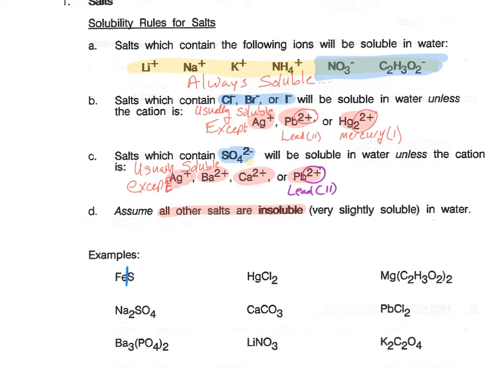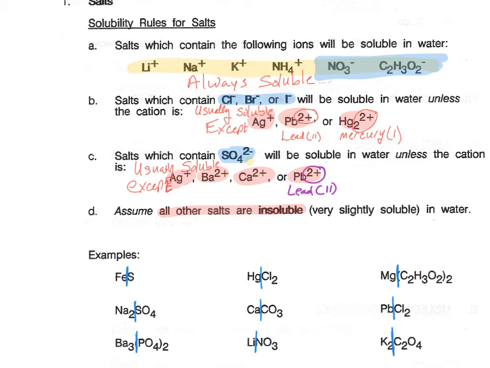Okay, so I'm going to go through this quickly. There should be a line between the iron and the sulfur, a line between the sodium and the sulfate, a line between the barium and the phosphate, a line between the mercury and the chloride, a line between the calcium and the carbonate, a line between the lithium and the nitrate, a line between the magnesium and the acetate, a line between the lead and the chloride, and between the potassium and the oxalate.